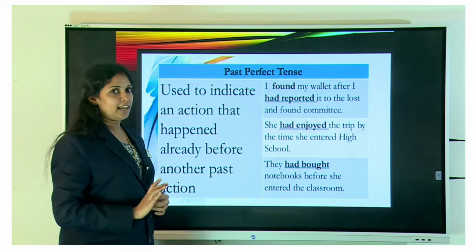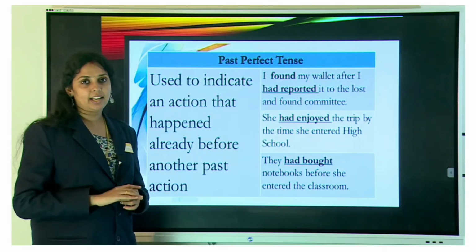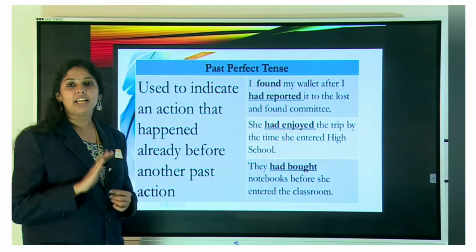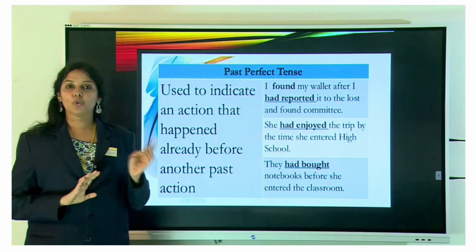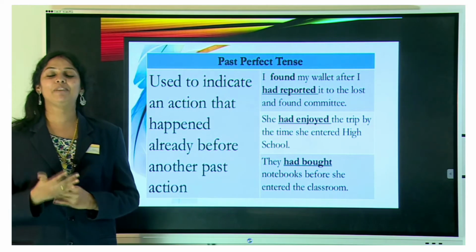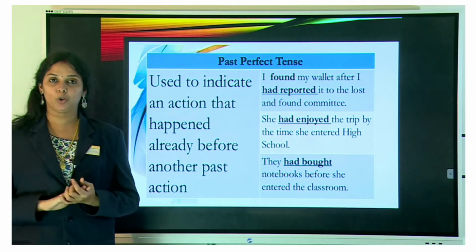So let us move to the next example. She had enjoyed the trip by the time she entered high school. So first she had enjoyed the trip, then she entered high school. If two things happened in the past, find out which happened first. For the first event we have to use past perfect tense, and for the second one, we have to use simple past.